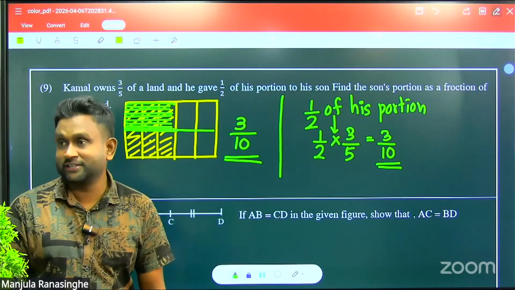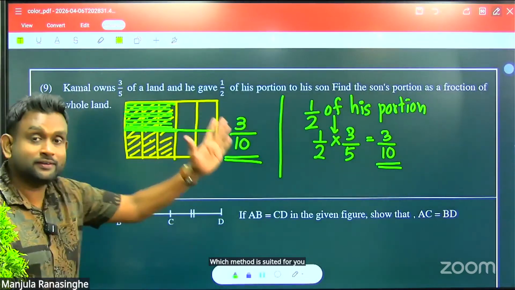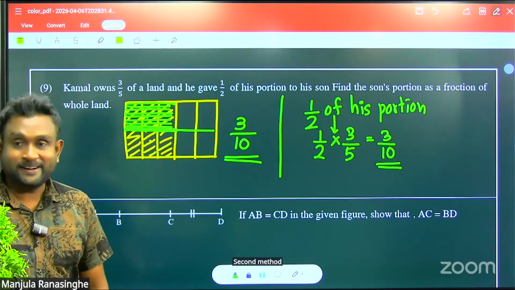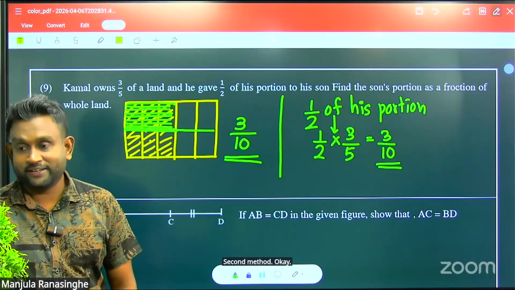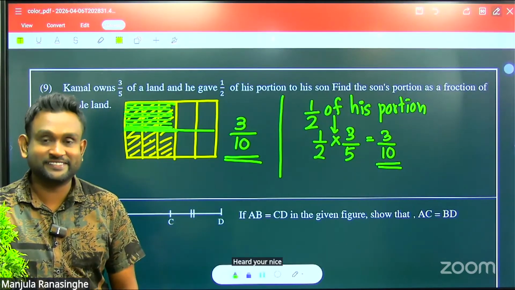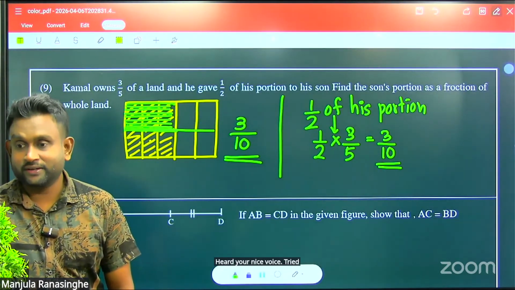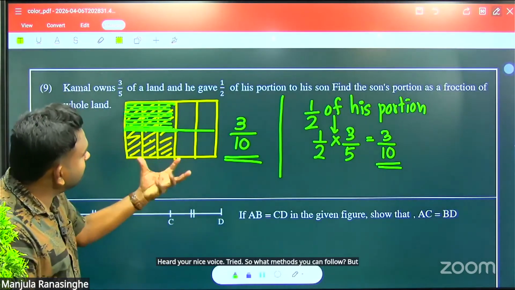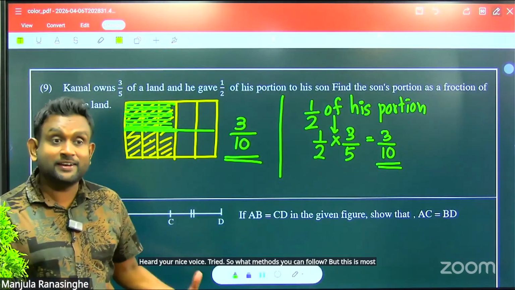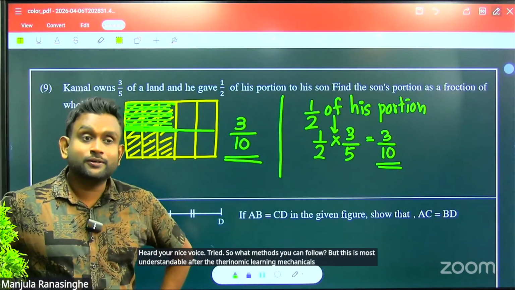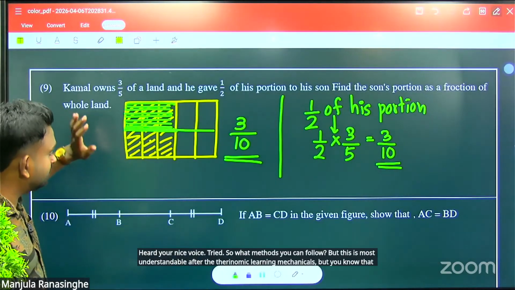Which method is suited for you? Think by yourself. Right? Second method. Okay, excellent. Heard your nice voice. So whatever method you can follow, but the sketch is the most understandable. The second method is a little mechanical, but you can follow whichever method you like.